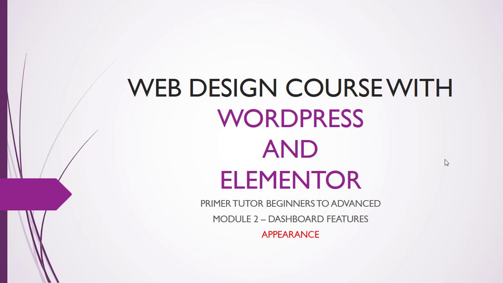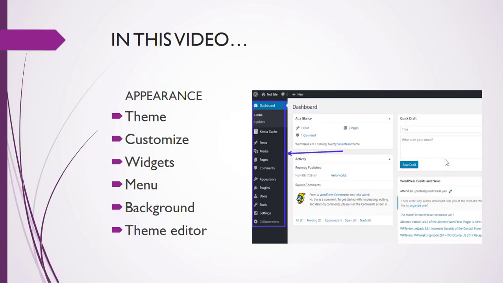And then we've moved to module 2, and today we'll be focusing on appearance. Appearance is one of the tools on your dashboard. So it has different items on it. Alright, if you can see here, under appearance we have the theme, we have customize, we have widgets, menu, background, and the theme editor. So I'm going to take you into the WordPress dashboard, and then you are going to see all those things.